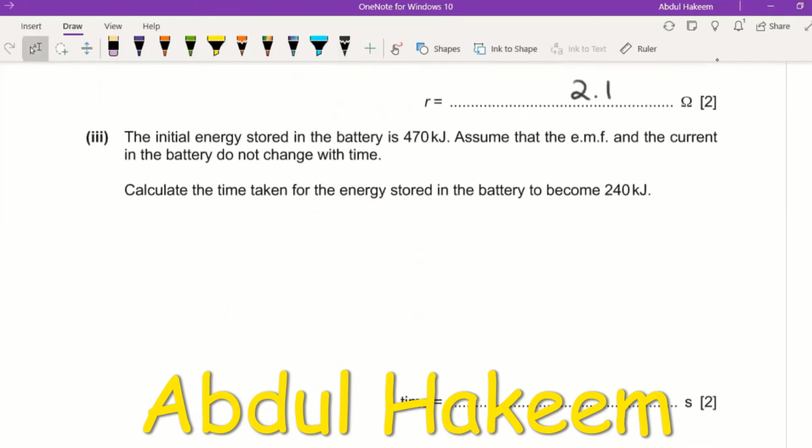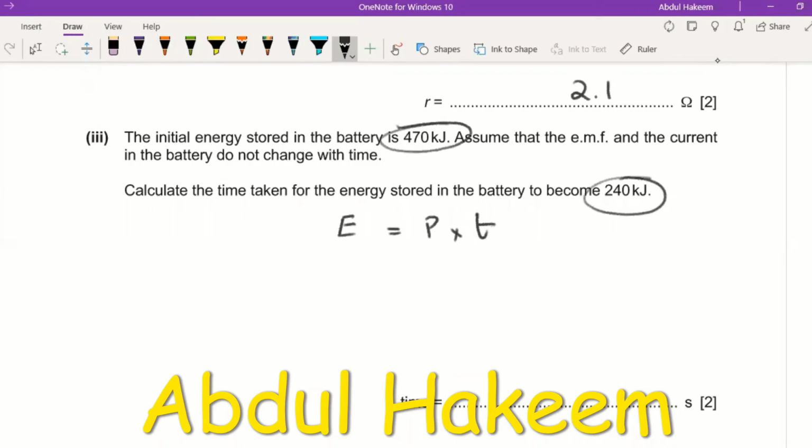Now, the initial energy stored in the battery is 470. Assume that the EMF and the current in the battery don't change with time. Calculate the time taken for the energy stored in the battery to fall. Formula: energy is equal to power multiplied by time. So how much energy is lost? 470 initially, 240 later. So what is the loss? 230 kilojoule.